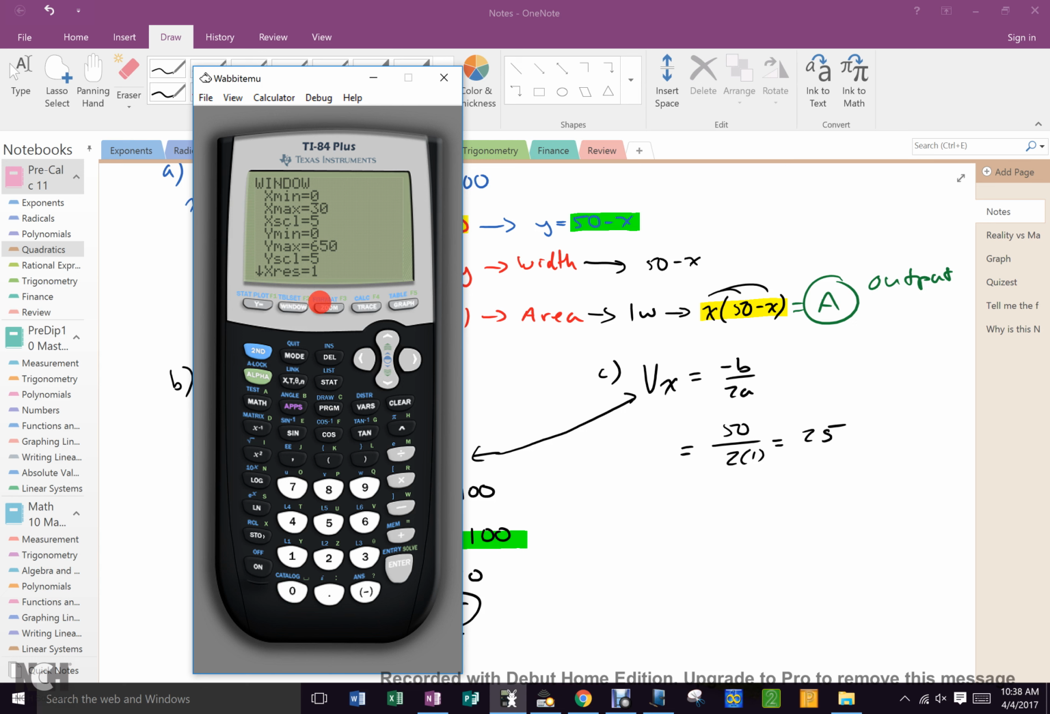And what should we have for our scale then? Does it really matter? You want to go 50? What does that give us? Is that graph going to work for us? Yes or no? Yeah. Why? Because we can see our maximum.